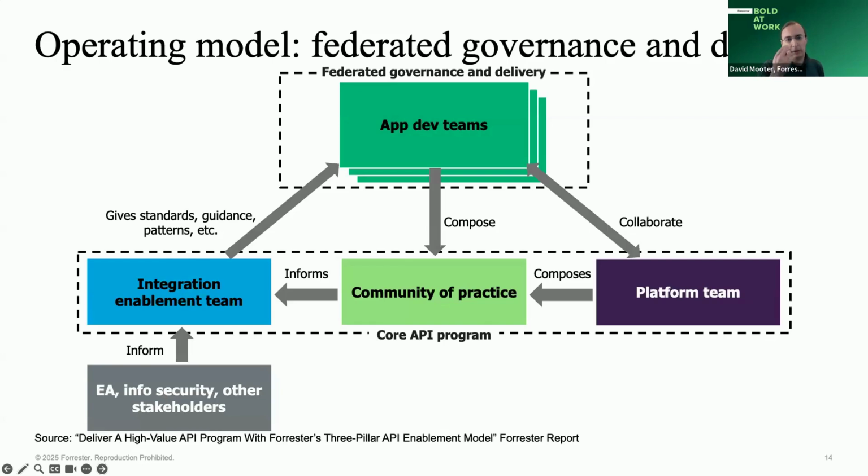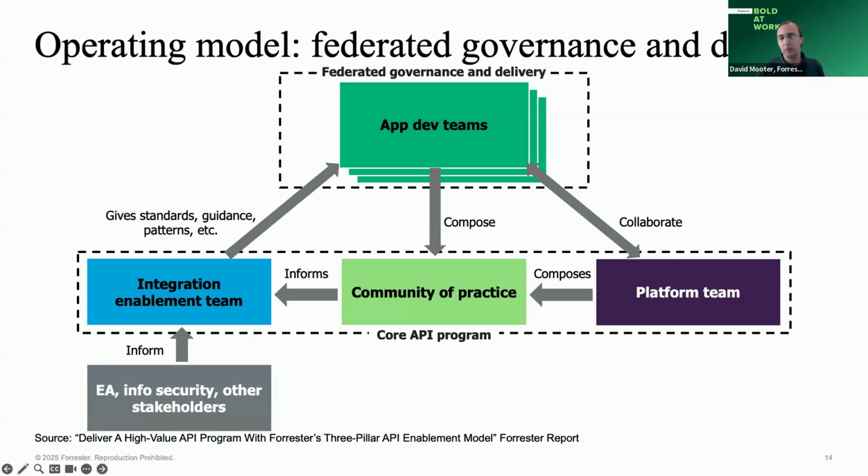And then I forgot to mention the bottom left there: when the enablement team is creating their guidance and standards and so forth, it is informed by stakeholders like your enterprise architecture team and info security. It's also informed by the community of practice discussions. Very common structure. So why do we have this? How does this address those trade-offs?